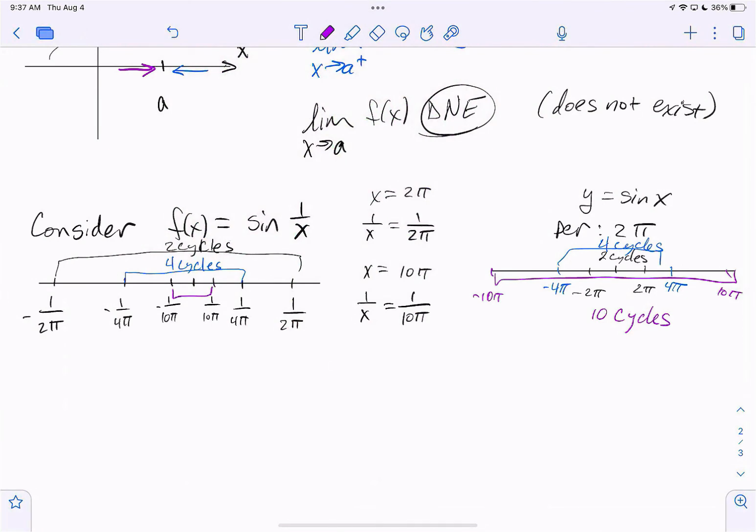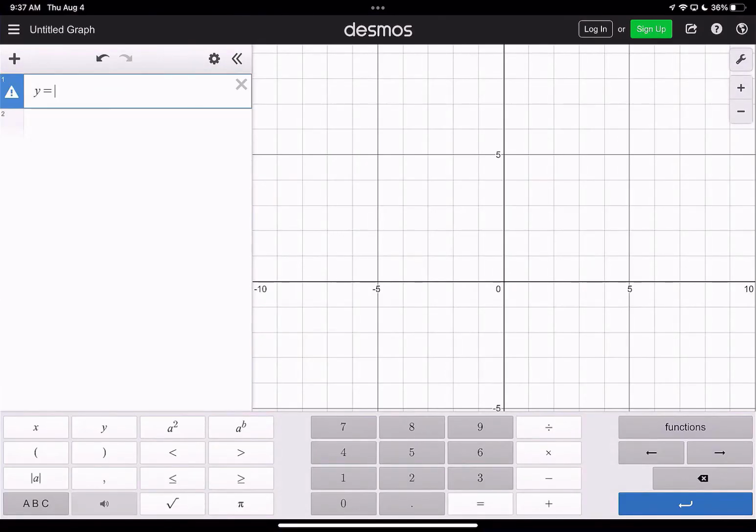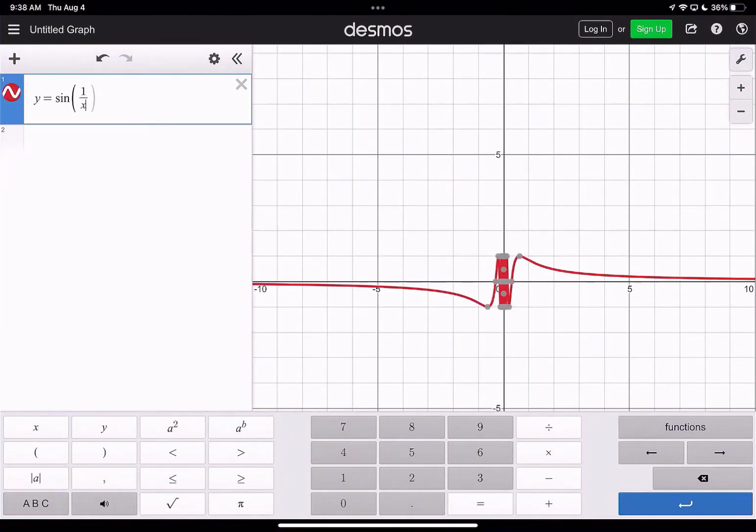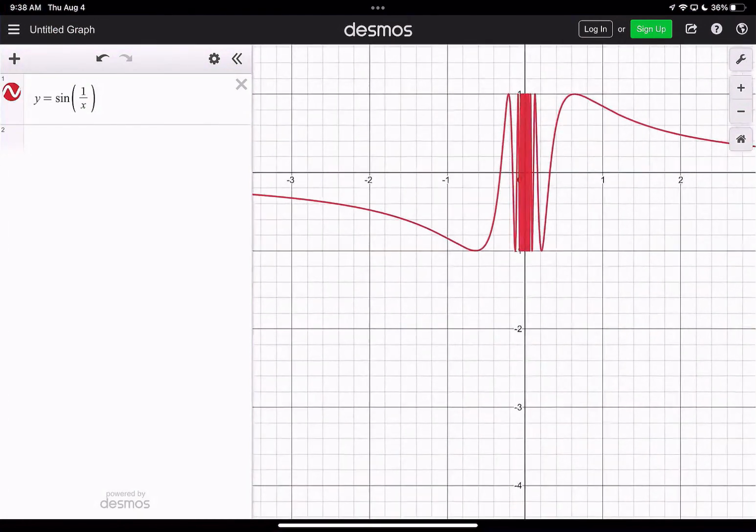And between negative 1 over 10 pi and 1 over 10 pi, my reasoning tells me I should be able to fit 10 cycles of the sine function in that tiny little interval. So something wrong is happening here. And if we look at a graph, actually, we'll see what's going on. So I'm going to graph here y equals the sine of 1 over x. And let's see if I can blow that up a little bit.